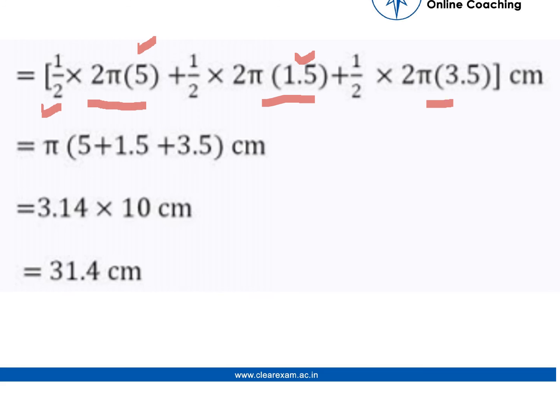the question, we have put down the values of radius, and on solving further we get the perimeter of the shaded region as 31.4 centimeter.